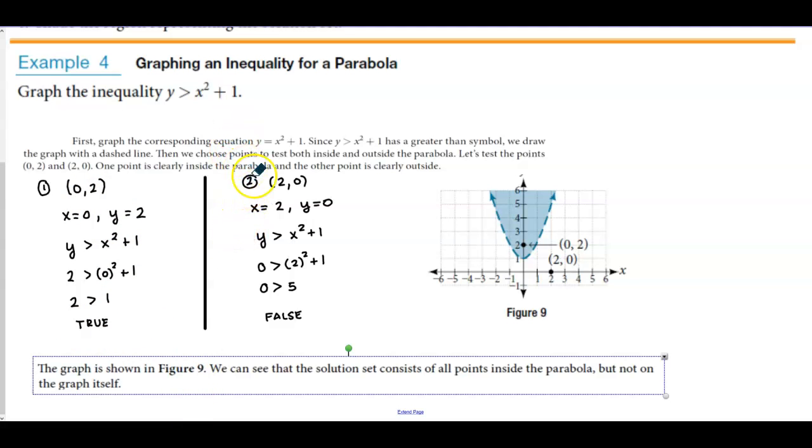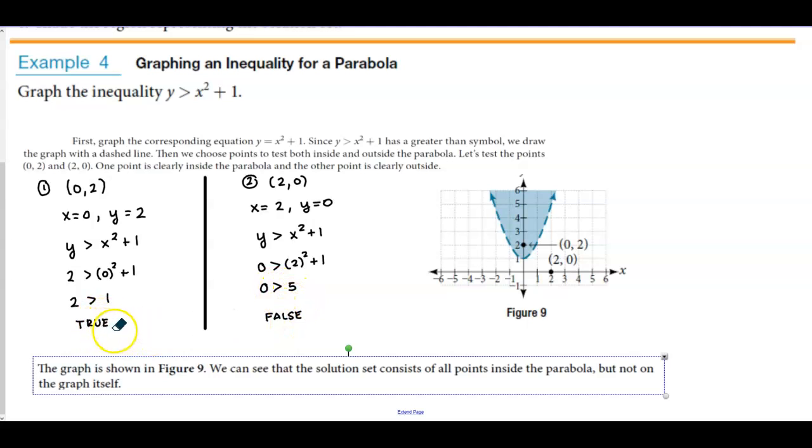Now, our other ordered pair is (2, 0). Again, now x is 2, y is 0, and we're going to plug it into our inequality. When we square the 2, we get 4, plus 1 is 5. Now, is 0 greater than 5? No, that is a false statement.